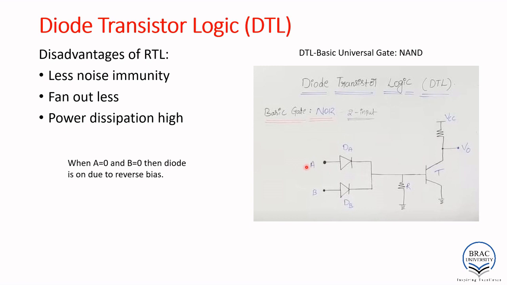If you give A equals 0, B equals 0, then it will be shorted. The 0 will come here, and this 0 also comes to the transistor, and the transistor will be off because we are giving the 0, so this will be open circuited. If this is open circuited, then our V0 will be connected to VCC. So for 0 0, we are getting high, or our output is high.